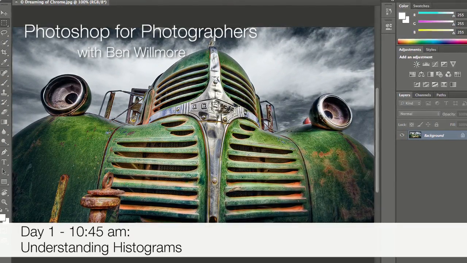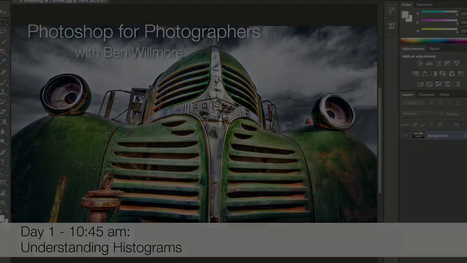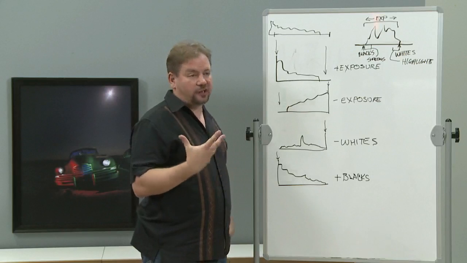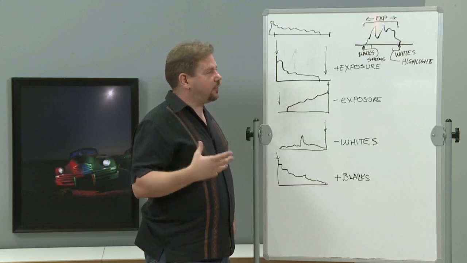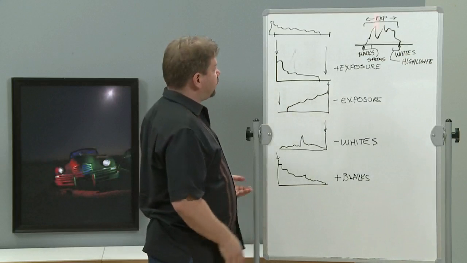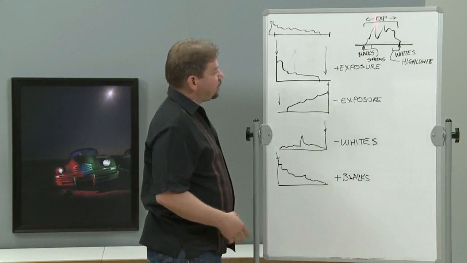This is just talking about the histogram. In the end, I'm looking at the image, but the histogram just tells me if there are any problems that are large enough that maybe I want to correct them before I even look at the image. And so here are some of the things that can happen.